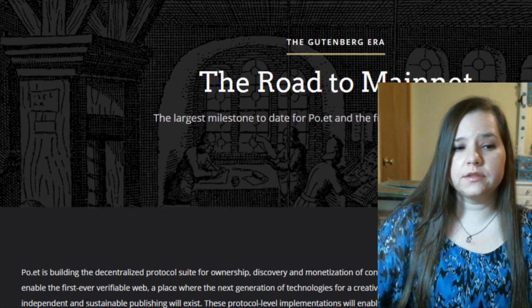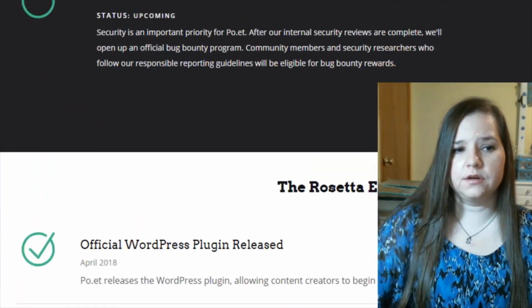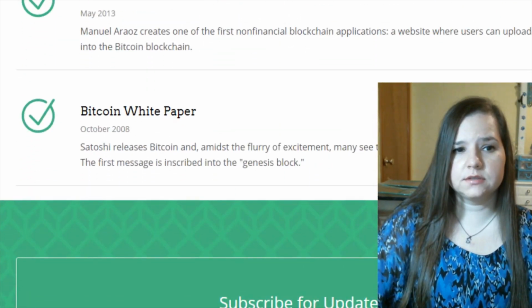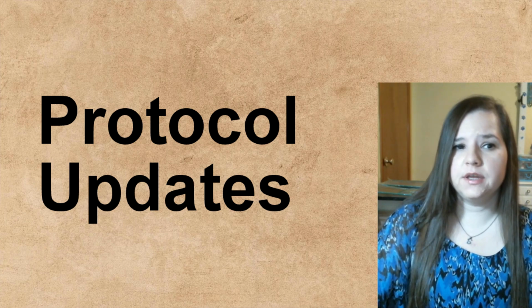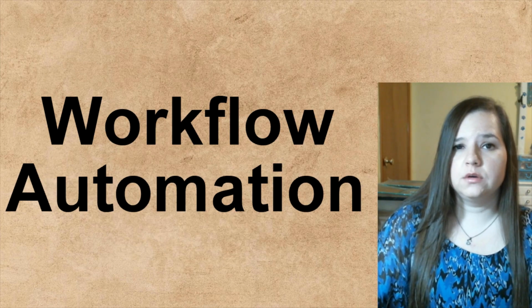So now let's look at the roadmap. They have a very detailed roadmap, and there are currently 3 projects that are in progress. The first one is protocol updates. They're ensuring the permanent integrity and immutability of the text content on the Po.et network to push the verifiable claim technology. The second one is workflow automation.